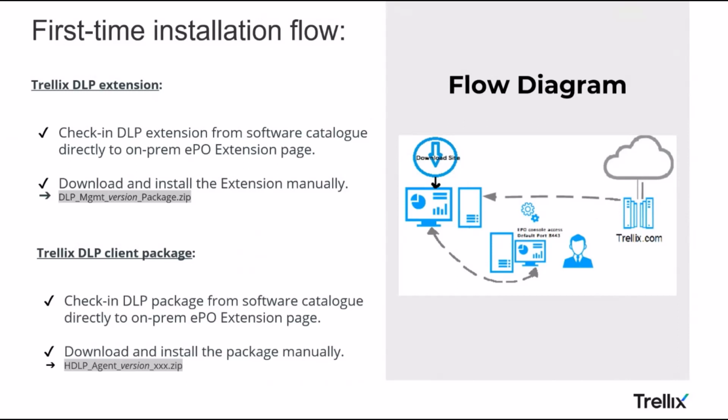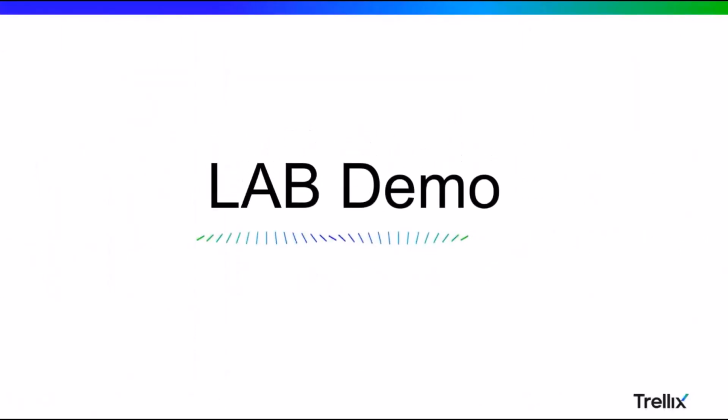As explained in the agenda, first time installation has two parts in server and deployment: Trellix DLP extension check-in and Trellix DLP client package check-in. However, each of these has two types of deployments again. One is directly from the software catalog to the on-premises EPO server. Secondly, downloading it manually from the product download site and checking it in. Now, let us see the demo part of extension check-in and client package check-in.